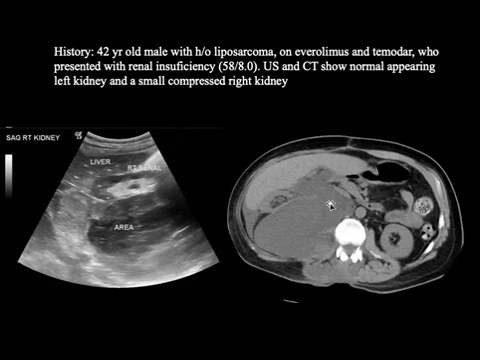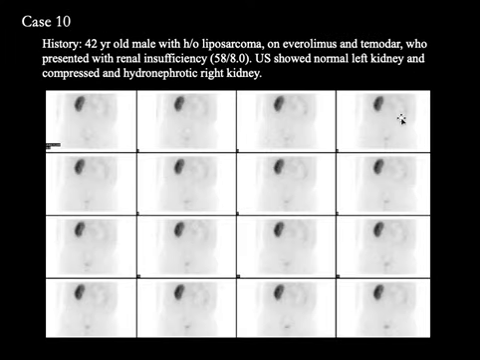So the representative CT image shows that there is a large retroperitoneal tumor. This is their liposarcoma. It's pushing the right kidney against the liver. The right kidney is right here, compressed and small. That's the reason we didn't see any activity in the right kidney on the renal scan.